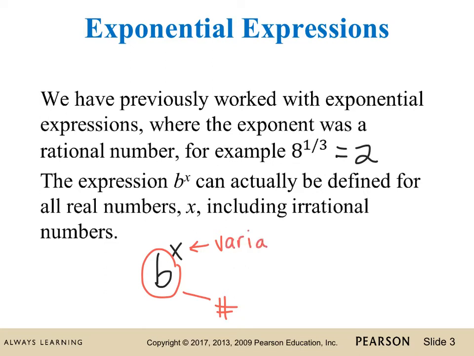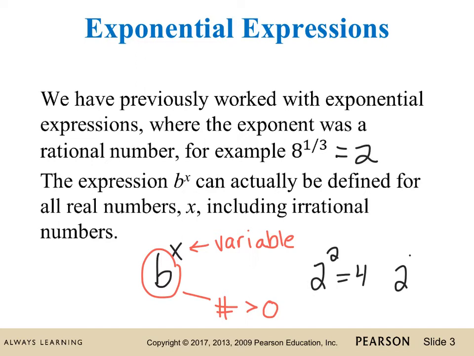As long as the b is a real number that's greater than 0, then we can actually define b to the x for any value of x, including irrational numbers. So we've seen it for whole numbers. For example, we could see 2 squared, which we know to be 4. That's a base of 2 and an x of 2.